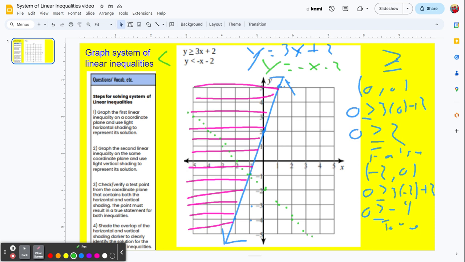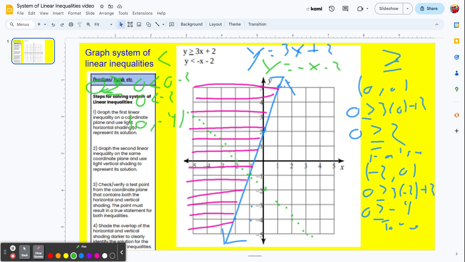Same thing, we can test 0, 0 on this one. So if we test 0, 0, we get 0 is less than negative times 0 minus 2. So 0 is less than negative 2. That is false. So let's test a point on the other side. 0, 0 was above the green line, so let's take a point below the green line. How about 0, negative 4? So we're going to test 0, negative 4.